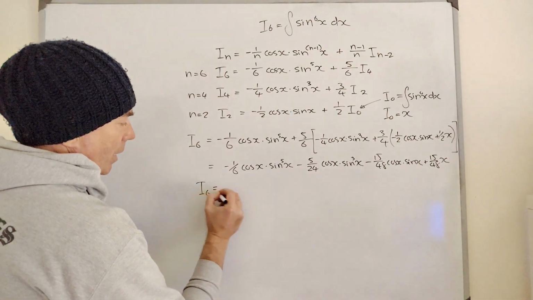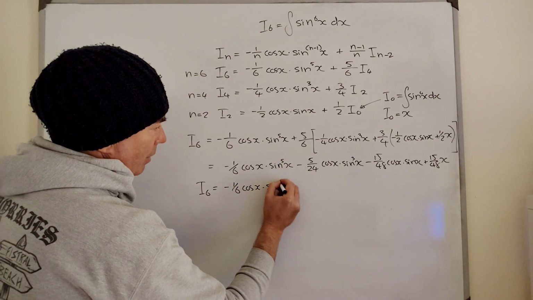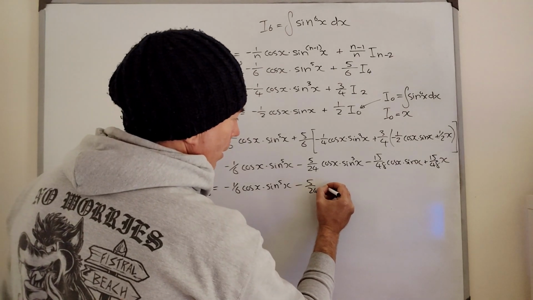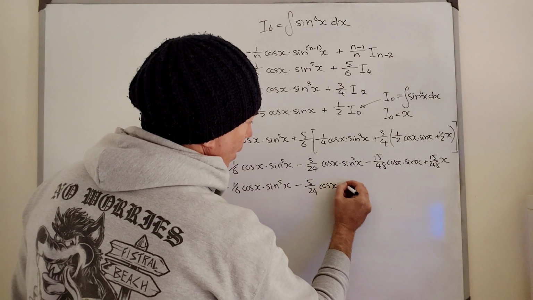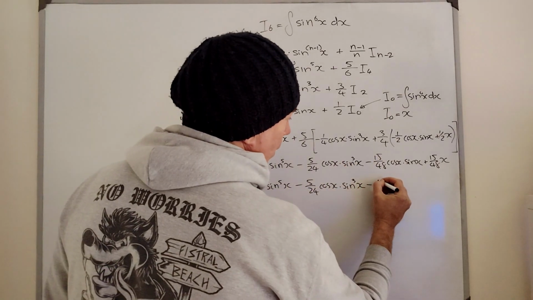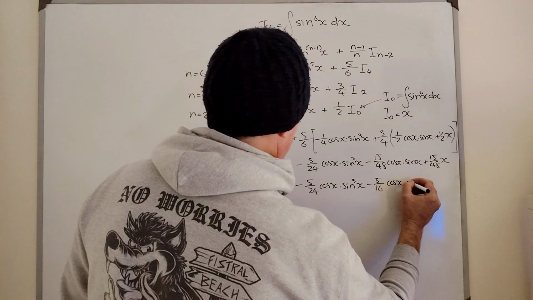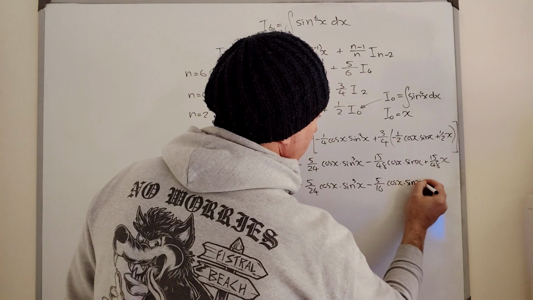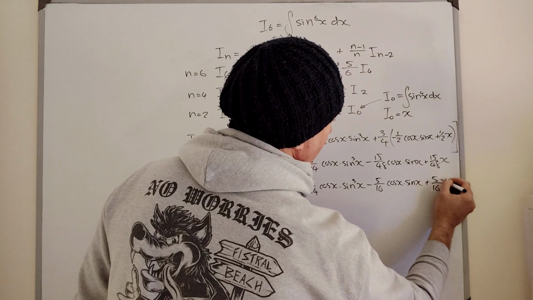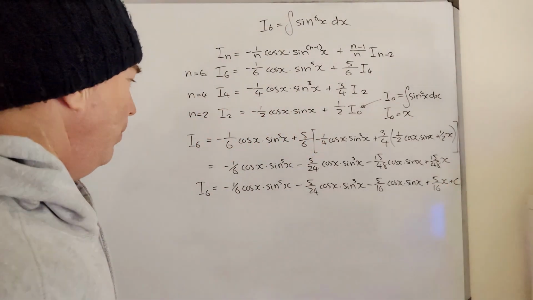So I'm thinking we can probably simplify that a little further. So finally, I6 is equal to negative 1/6 cos x times sine to the 5 of x. 5 over 24 does not simplify, so it just becomes the same, cos x sine cubed x. And then both of these divide by 3, so that's 5/16 cos x sine x. And that also divides by 3, 5/16 x. Okay, I can plus C in because I can just about fit that.